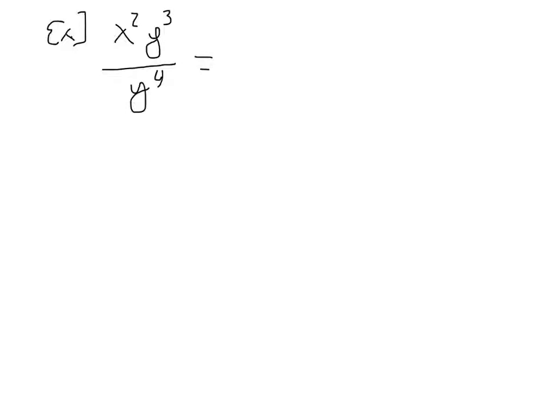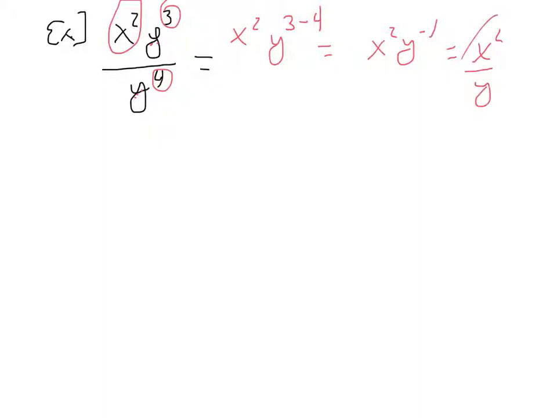So, a couple things. This x doesn't have anything else here. There's no other x, so I'm going to leave this alone. But I'm going to have y cubed minus 4. Okay, so I'm subtracting the exponents for the y's because these are the same base. So 3 minus 4 is a negative 1, and because it's a negative, I know that I am going to flip that.